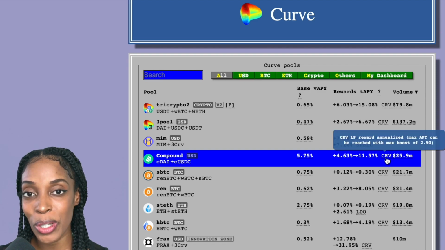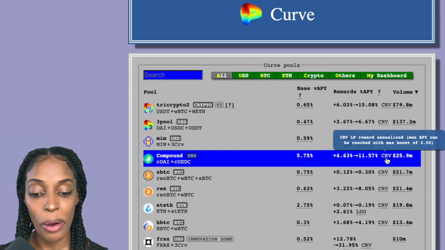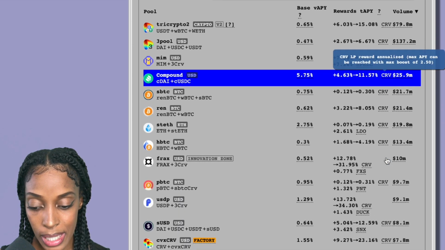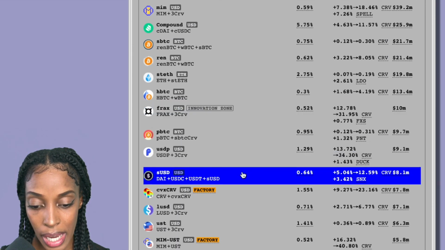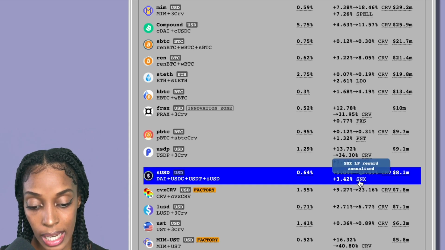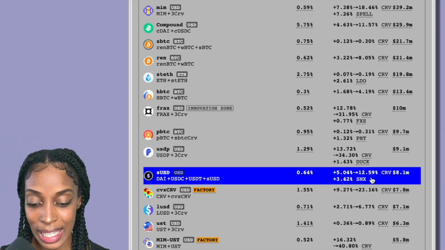And by the way, Curve is also a DAO. These are the governance tokens for that DAO, which you can then use for voting on various things like how they deal with rewards, etc. So let's see what else is here on Ethereum. Here you get 0.64% APY, and then you get 5 to 12% in Curve, and then 3.42% in SNX, which I think is Synthetix. I'm not too sure. So that is decent.